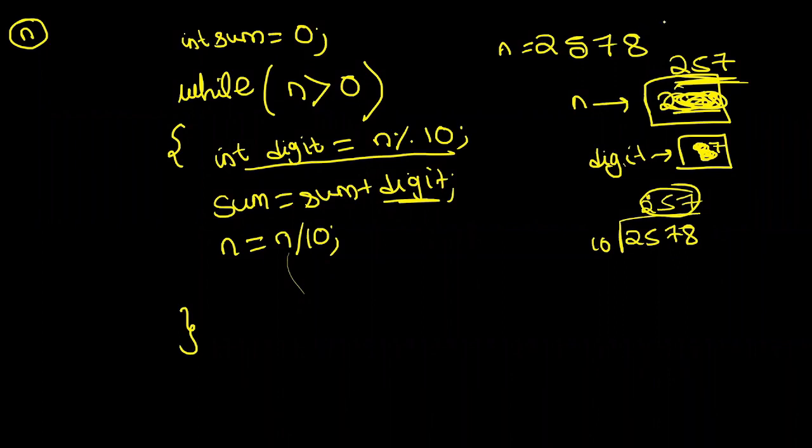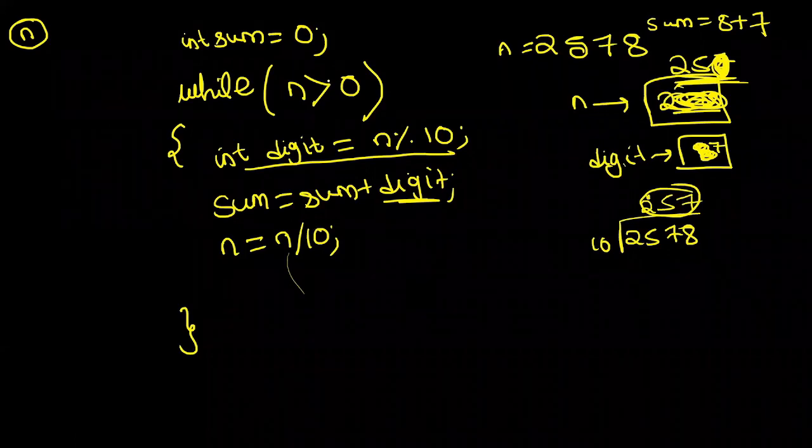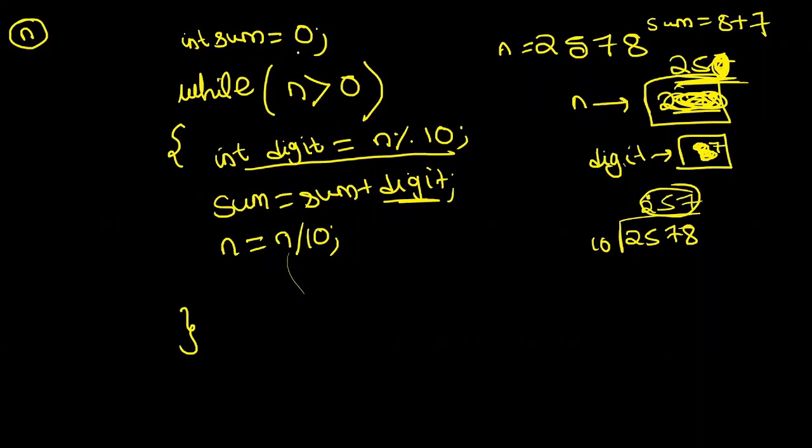Okay. So let's assume that first of all, we had added 8 to the sum. Now we have added 7 to the sum. Okay. And then I divide the number by 10. So when I divide 257 by 10, what will be the quotient? 25. So the new value of n will become 25. Think of it like you have chopped the digit 7 also from the number. Okay. Now again, I go back and check. Is 25 greater than 0? Definitely, guys, 25 is greater than 0.